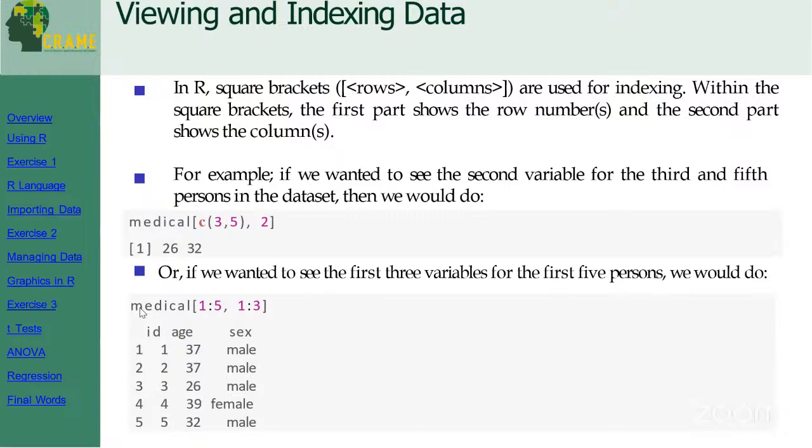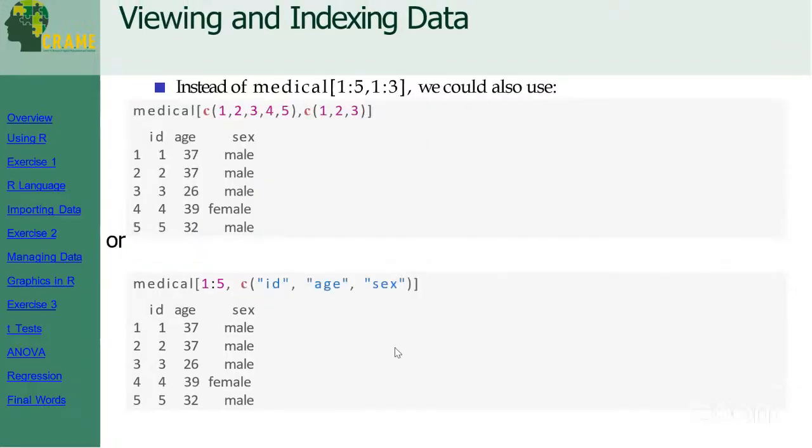Similarly, if you would like to see from 1 to 5 and then 1 to 3, the first shows the rows, the second shows the columns. So first 1 to 5 and 1 to 3. This is nothing but the sequence. So we started writing in colon type the sequence in R. So medical 1:5 rows, 1:3 columns. You can do that.